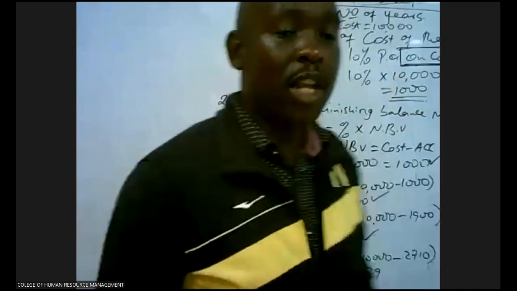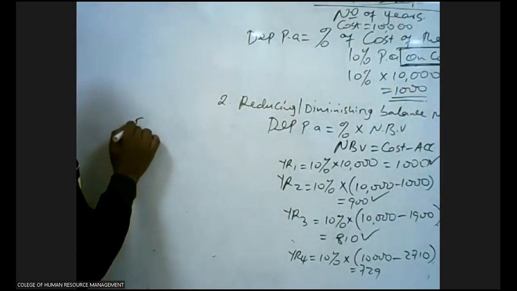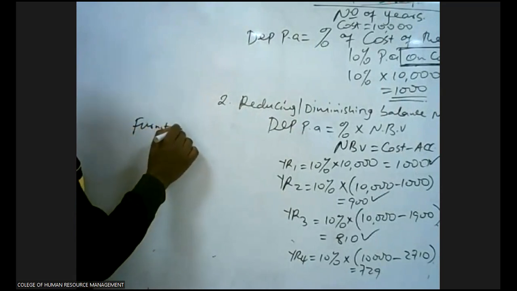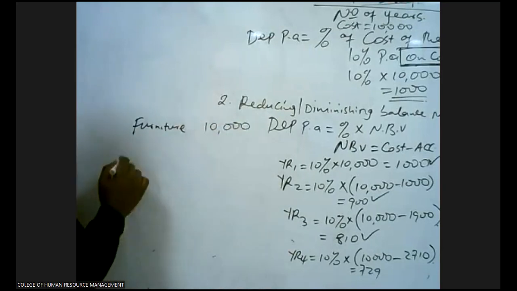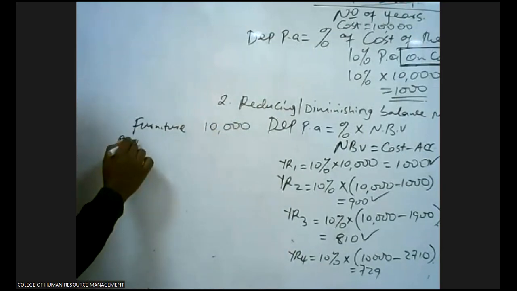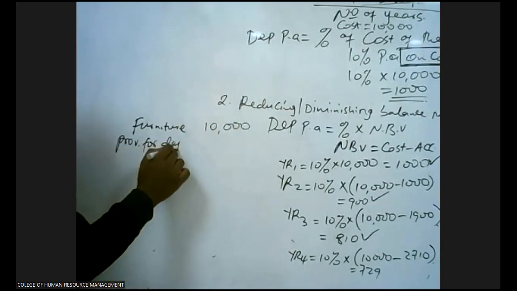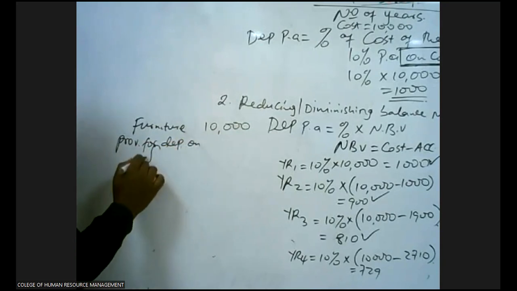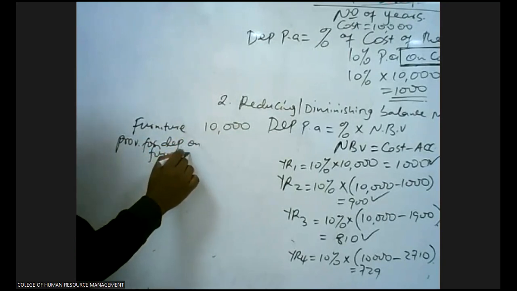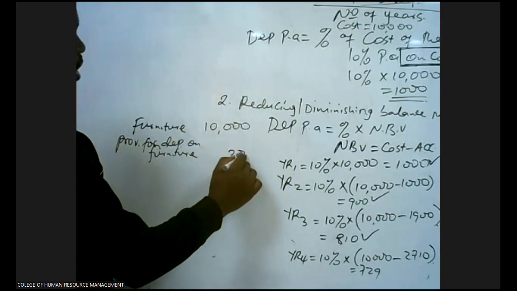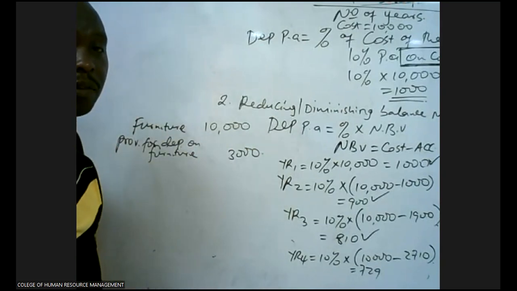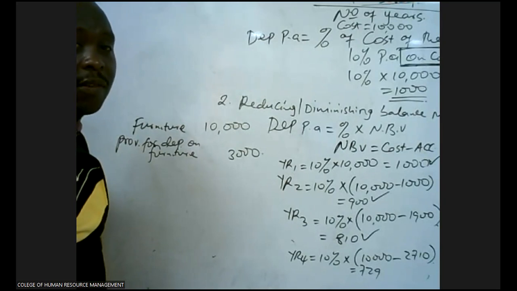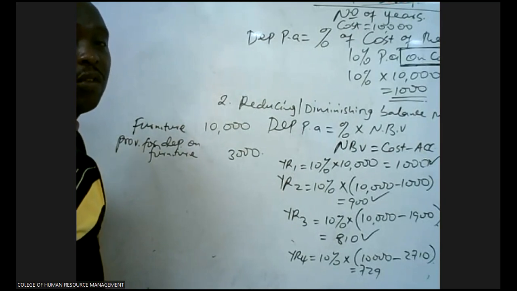They will tell you furniture, that is in the trial balance, it was having a cost of 10,000, and then they will give you provision for depreciation on furniture. They will tell you maybe it is 3,000 in the trial balance. Then they will tell you that depreciation on furniture is calculated as 10% per annum on reducing balance.